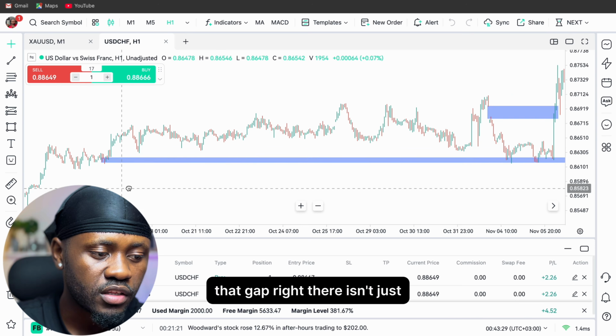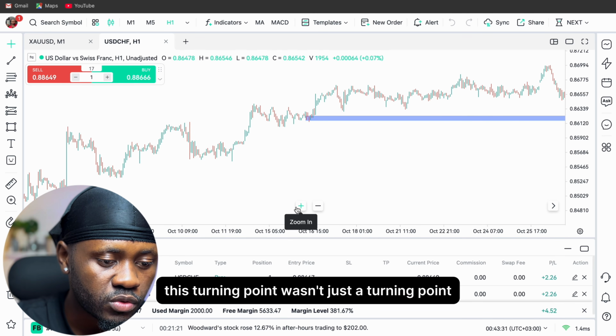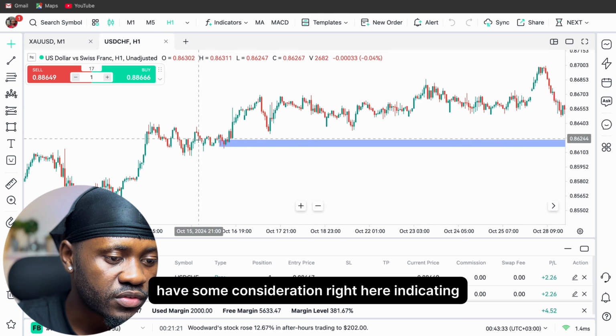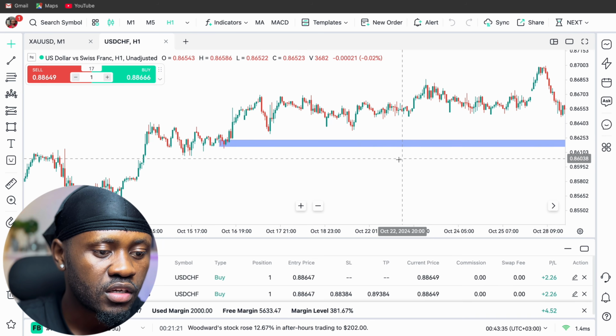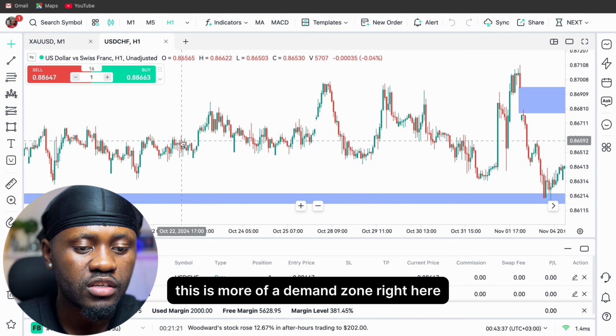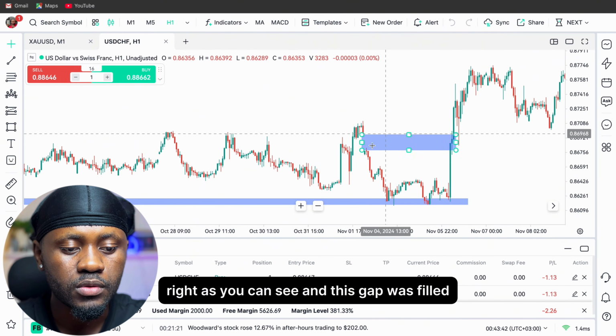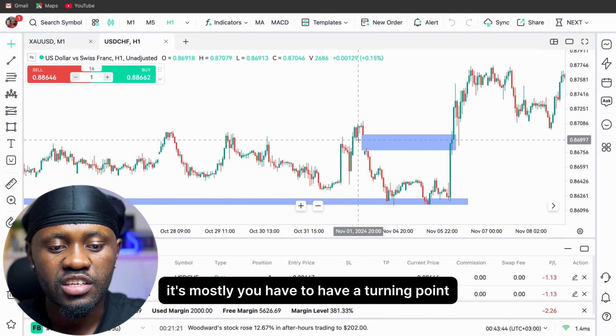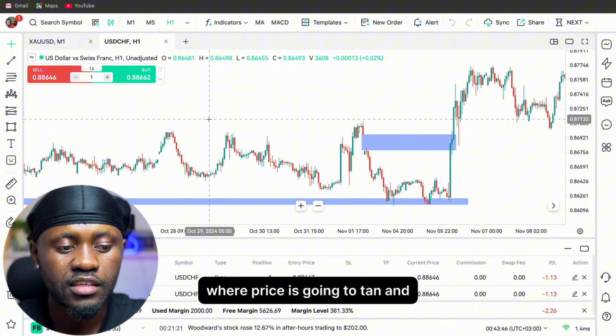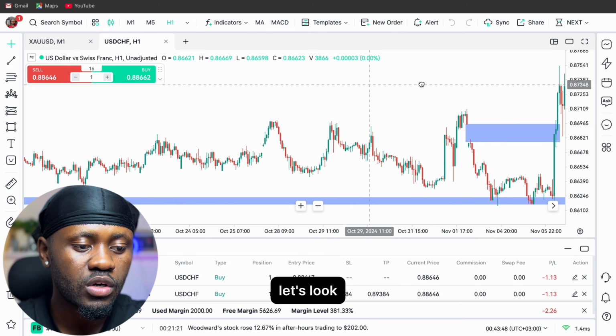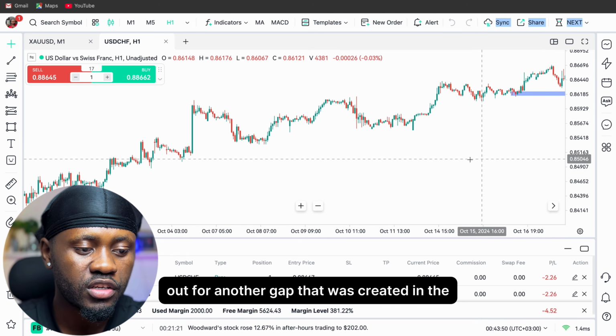So that gap right there was not just a turning point. We can see we have some consolidation right here, indicating that this is more of a demand zone. So price would come back and bounce off right there, as you can see, and this gap was filled. So you have to have a turning point where price is going to turn and reverse. Let's look out for another gap that was created in the market.